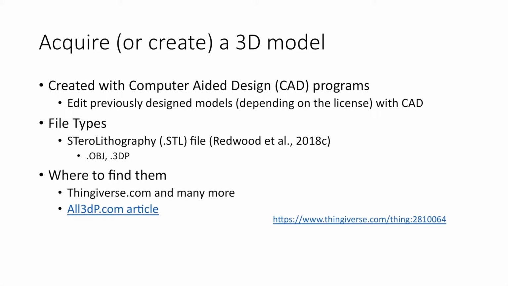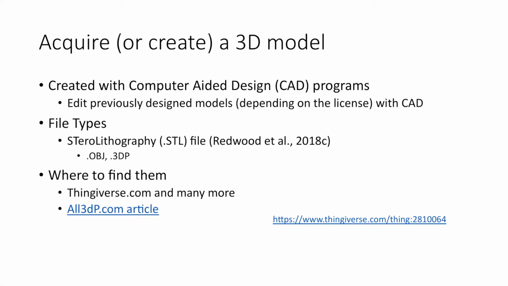3D printable designs are created with computer-aided design programs, or CAD programs. You may also use CAD programs to edit a previously designed model. Of course, that depends on the license that model is released under. The file types that we'll see online are most likely going to be stereolithography files or STL files. You might also find .obj or .3dp files, but STL files are going to be the most common.